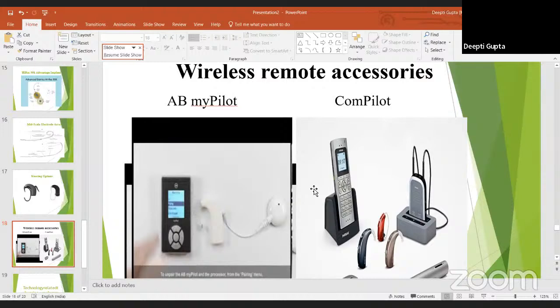In a similar way, ComPilot is also there. ComPilot connects them wirelessly to Bluetooth enabled phones and devices and MP3 players for speech and stereo music. You can enjoy it. In a similar way, MyPilot is also a wireless communication for unilateral and bilateral use. Unilateral means the user has a cochlear implant in one ear, and bilateral means the user has cochlear implants in both ears. If a person has implants in both ears, then this also helps in wireless communication.